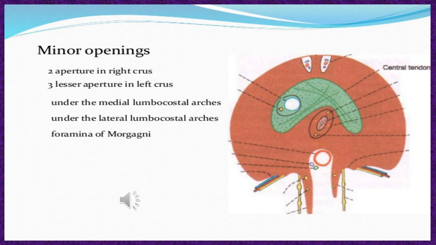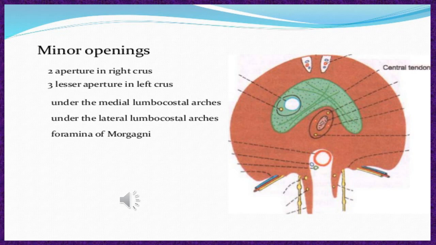The subcostal nerves and vessels pass behind the lateral arcuate ligament, or lateral lumbocostal arch. The superior epigastric vessels and some lymphatics pass between the xiphoid and costal origins of the diaphragm. That means between the seventh costal cartilage origin and the xiphoid origin of the diaphragm, and this gap is also known as Larrey's space or foramen of Morgagni.